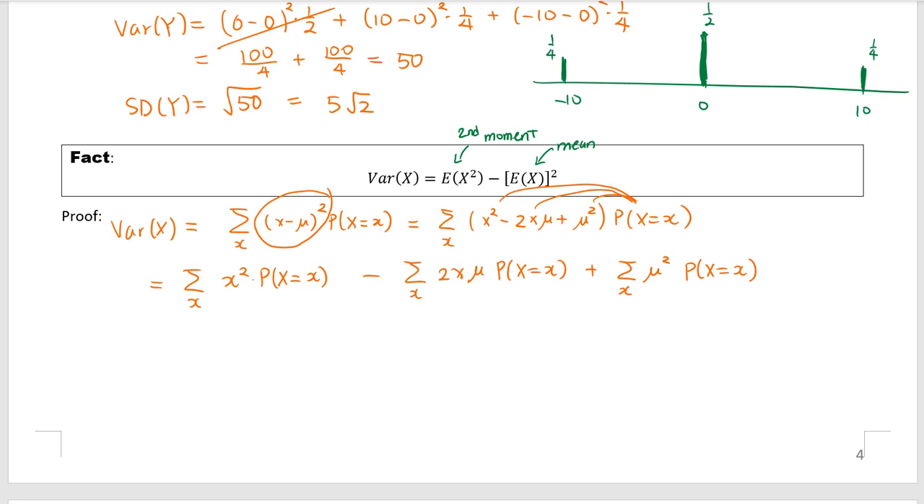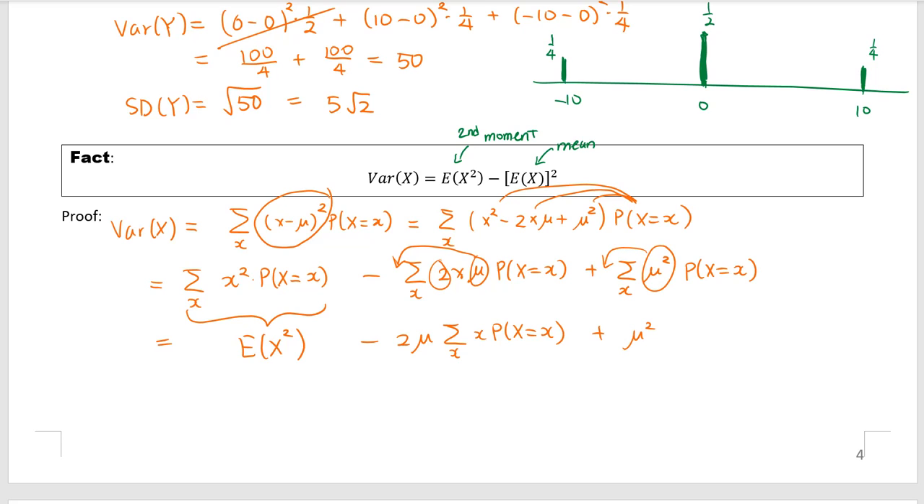Okay, what is this guy? Wow, this guy is the second moment, right? And how about this guy? Well, because 2 and mu are constant, we can pull them outside of the sum, and then we just have the sum of x times p of x equals x. And now here, mu squared is a constant, so we can pull it outside. We just have the sum of p of x equals x.